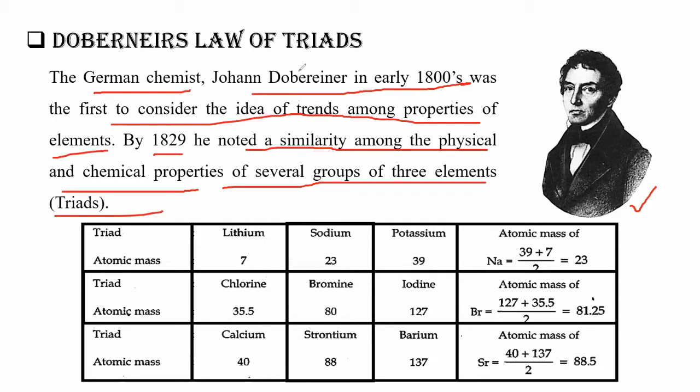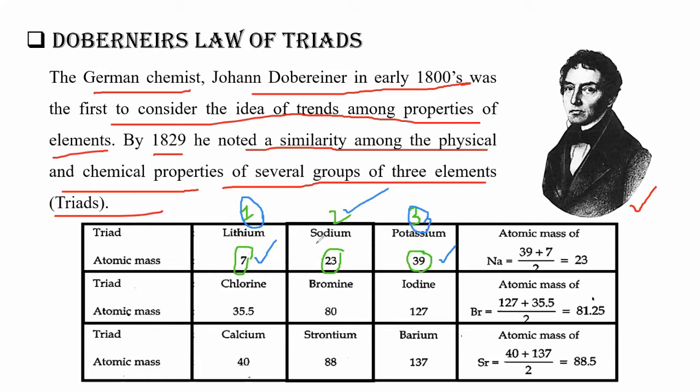So he made triads. Now what is the meaning of the word triad? This is 1, this is 2, this is 3. So three members, three elements, we make a group in order of increasing atomic numbers. You can see 7, 23 and 39. We are making the groups in such a way that if we add the atomic mass of the first element and the third element and then divide by 2, that means if we take the average, then automatically we'll get the atomic mass of the second element.